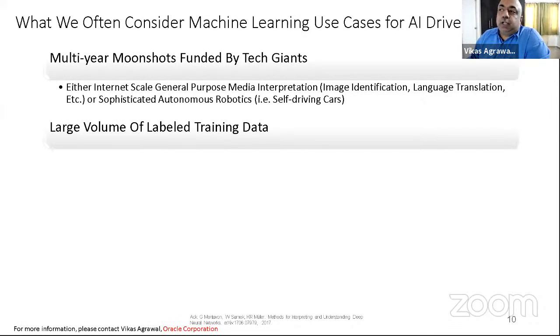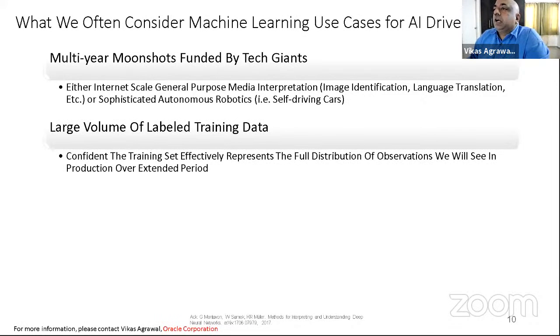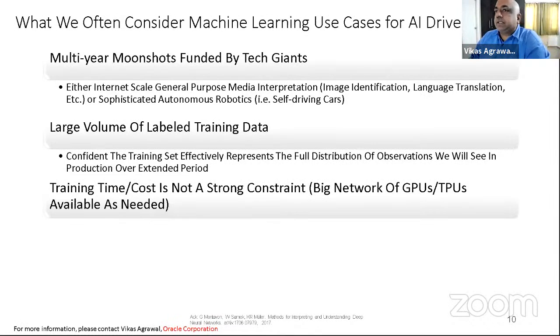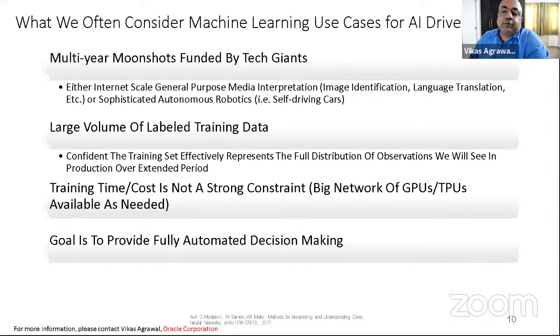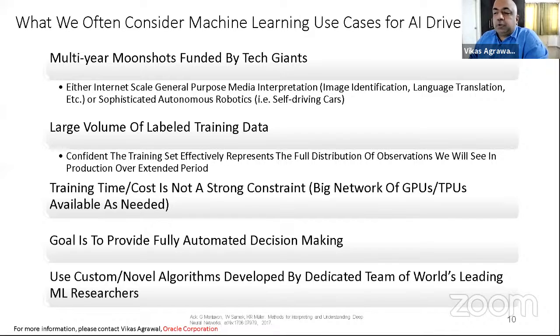There is often a large volume of labeled training data in these kinds of problems. And we often are confident that the training set effectively represents the full distribution of observations we'll see in production. Now, unfortunately, in the field, very often this observation is violated. This idea that the distribution of the test set or the validation set or the production set is going to be the same as the training set. Often training time and cost is not a strong constraint in these huge moonshot kinds of problems. You might have a big network of GPUs, TPUs available. And often the goal is to provide fully automated decision making. And one might be able to create completely novel algorithms developed by a dedicated team of ML researchers.